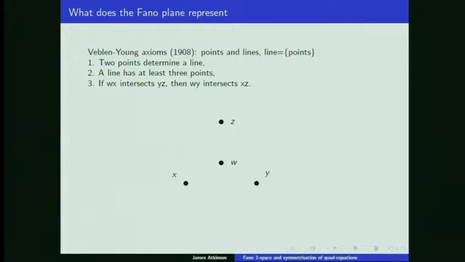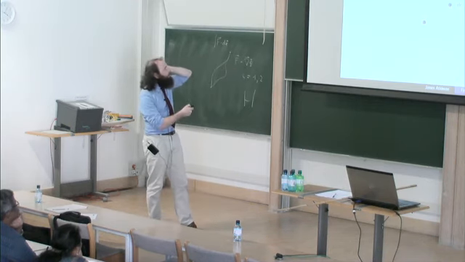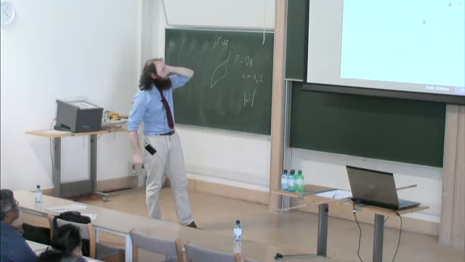So 2 points determine a line. First of all, what is projective geometry? It's a set of points and a set of lines where a line is a subset of points. The axiom is that any 2 points determine a line, so if there are 2 points, there exists exactly one line which contains the 2 points. The second axiom is a non-degeneracy condition, saying there must be at least 3 points on each line. And then this is the main axiom, this third one.